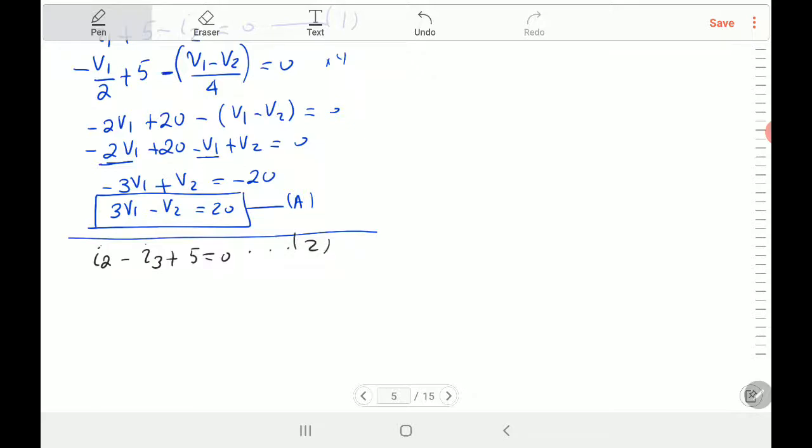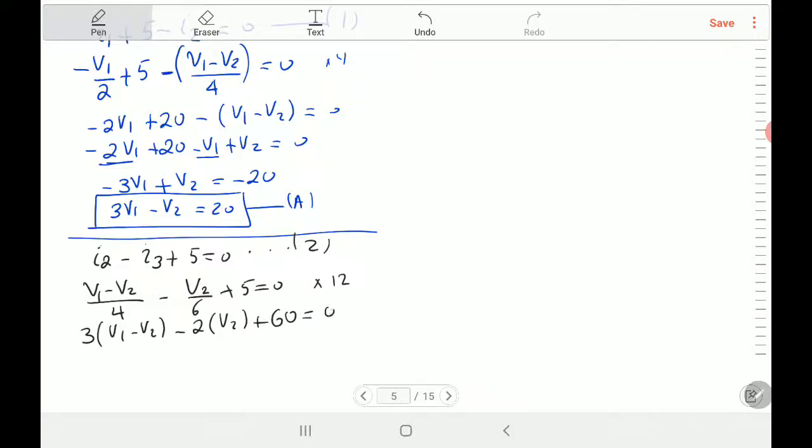I substitute from Ohm's law. I2 is equal to V1 minus V2 over 4, minus I3, which is V2 over 6, plus 5 equals 0. Again, I try to find something common to multiply. I will multiply the whole equation by 12. You multiply 12 by 1 over 4, you get 3. So you have 3V1 minus V2, minus 2V2, and 12 times 5 equals 60, equals 0.